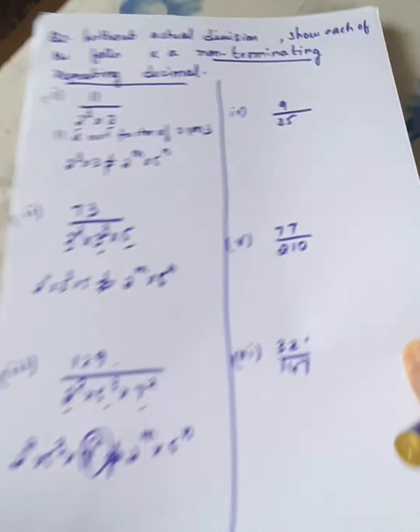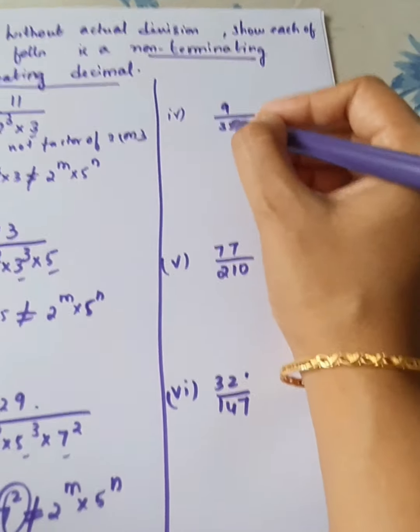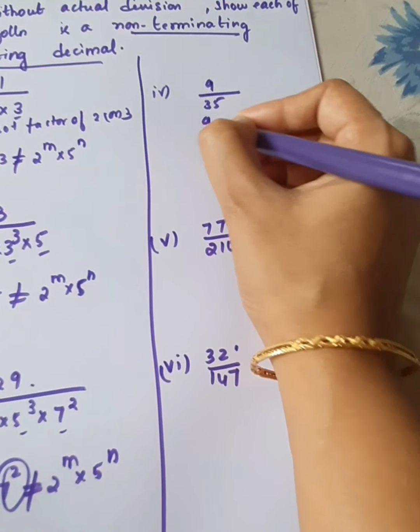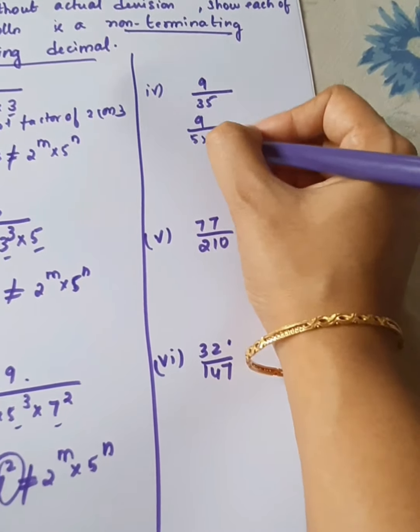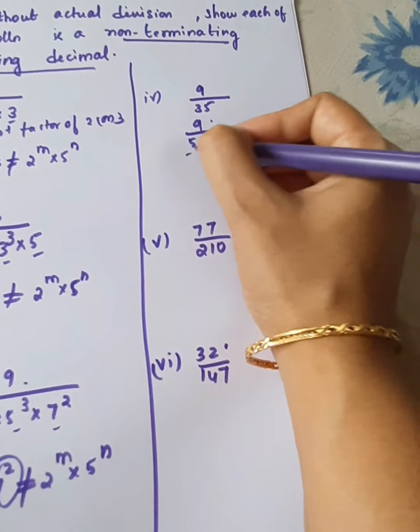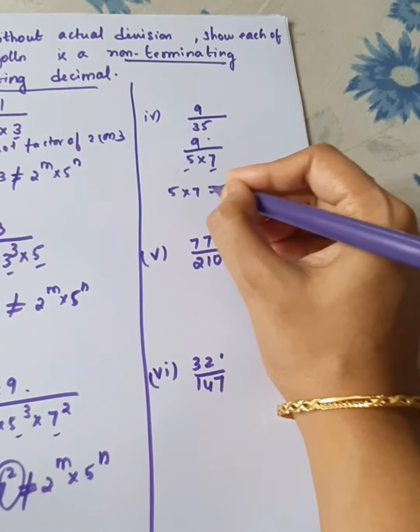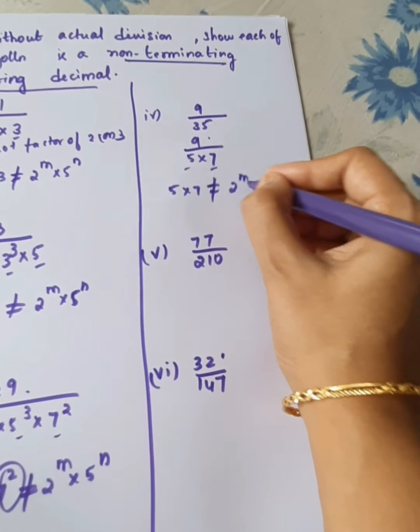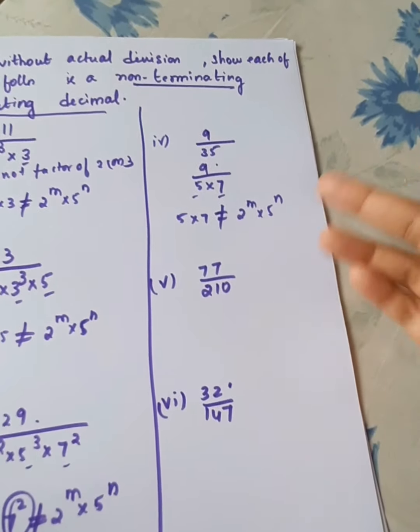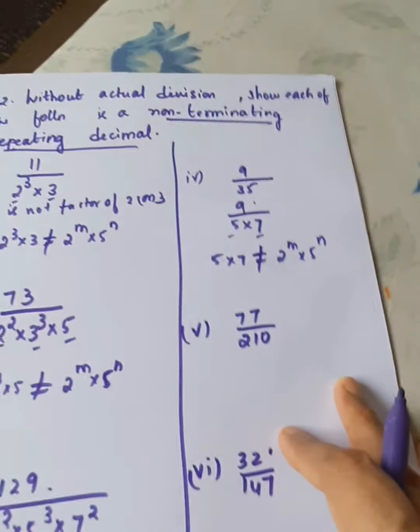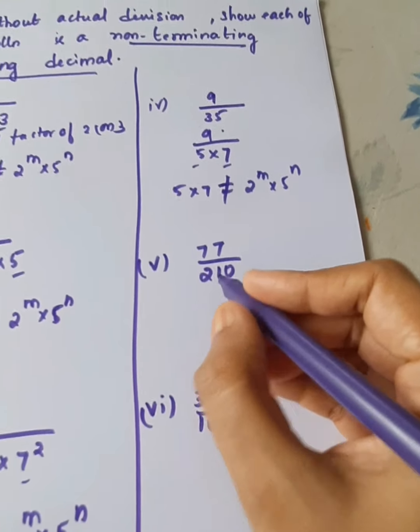terminating decimal. 9 by 35 can be written as 5 into 7. Again, the denominator does not satisfy the condition, and it's already in the simplest form. So this is also a non-terminating repeating decimal.